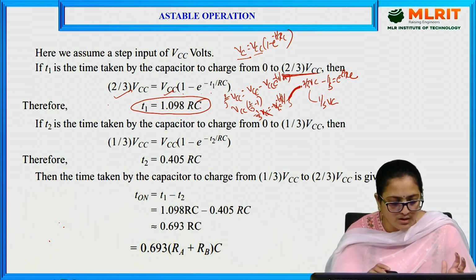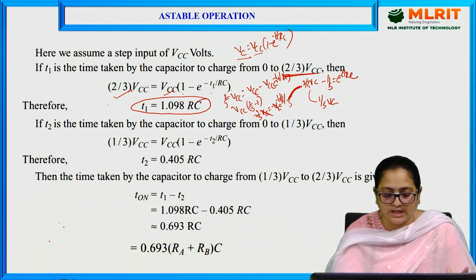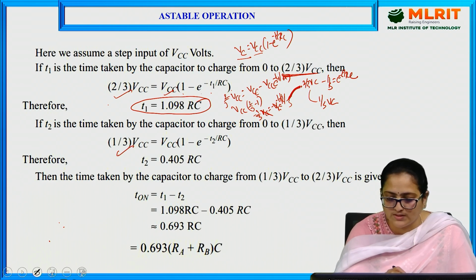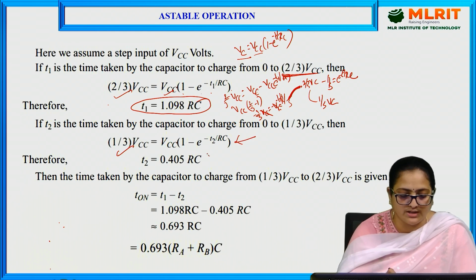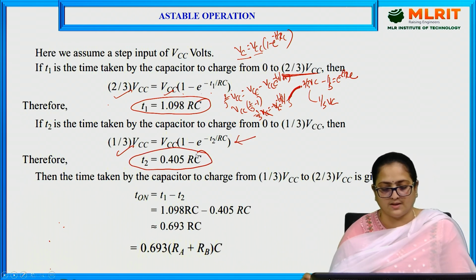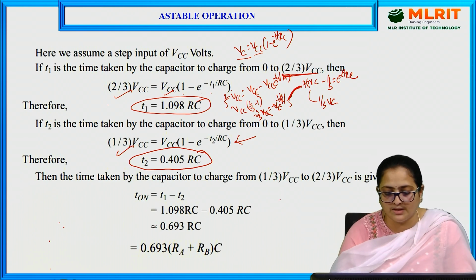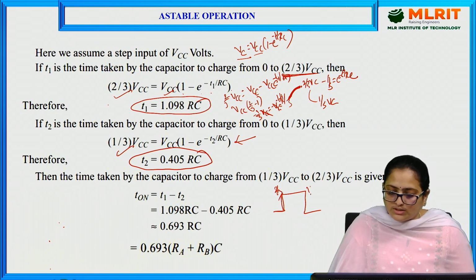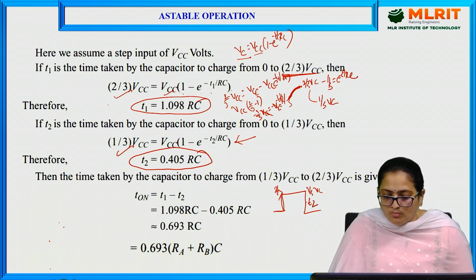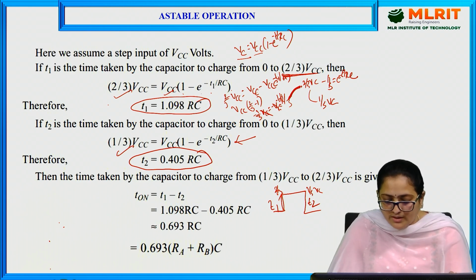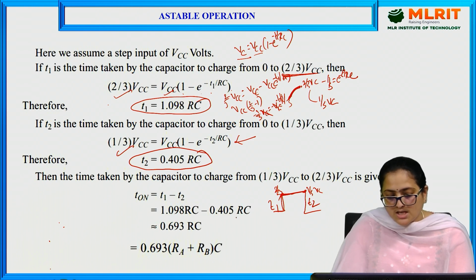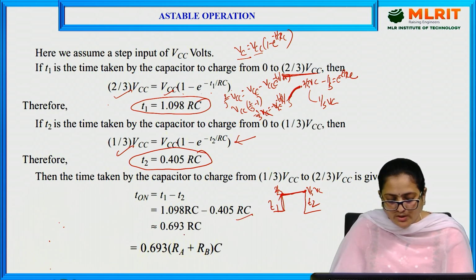And at time t is equal to T2, that is when it is moving from 0 to 1/3 VCC, the voltage across VC is 1/3 VCC and this is VCC into 1 minus e power minus T2 by RC. With this expression, you can determine T2 is equal to 0.405 RC. So the complete T on time will be given when it is reaching from 1/3 VCC to 2/3 VCC. So T1 minus T2 will be the on time. You can write 1.098 RC minus 0.405 RC. So you can get 0.693 RC.